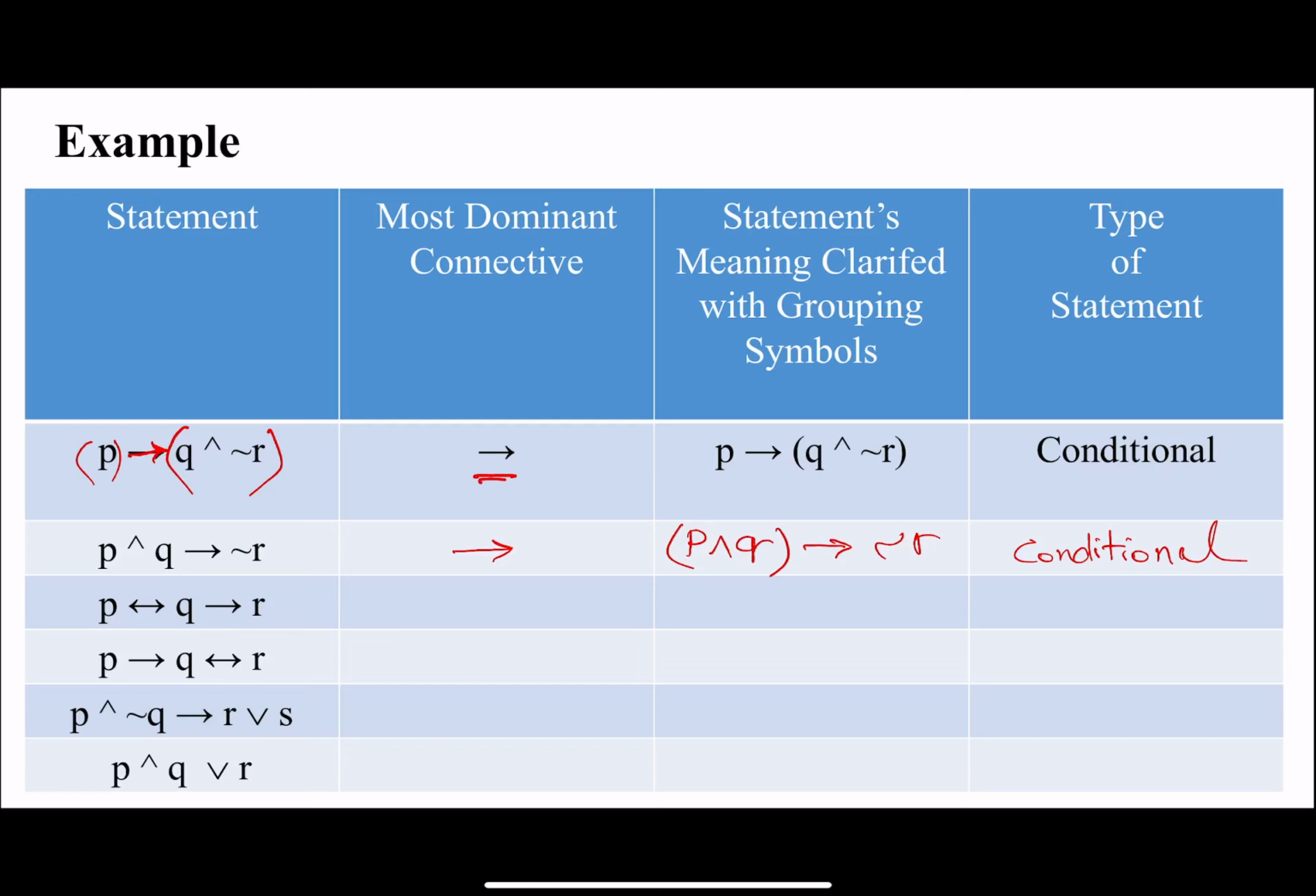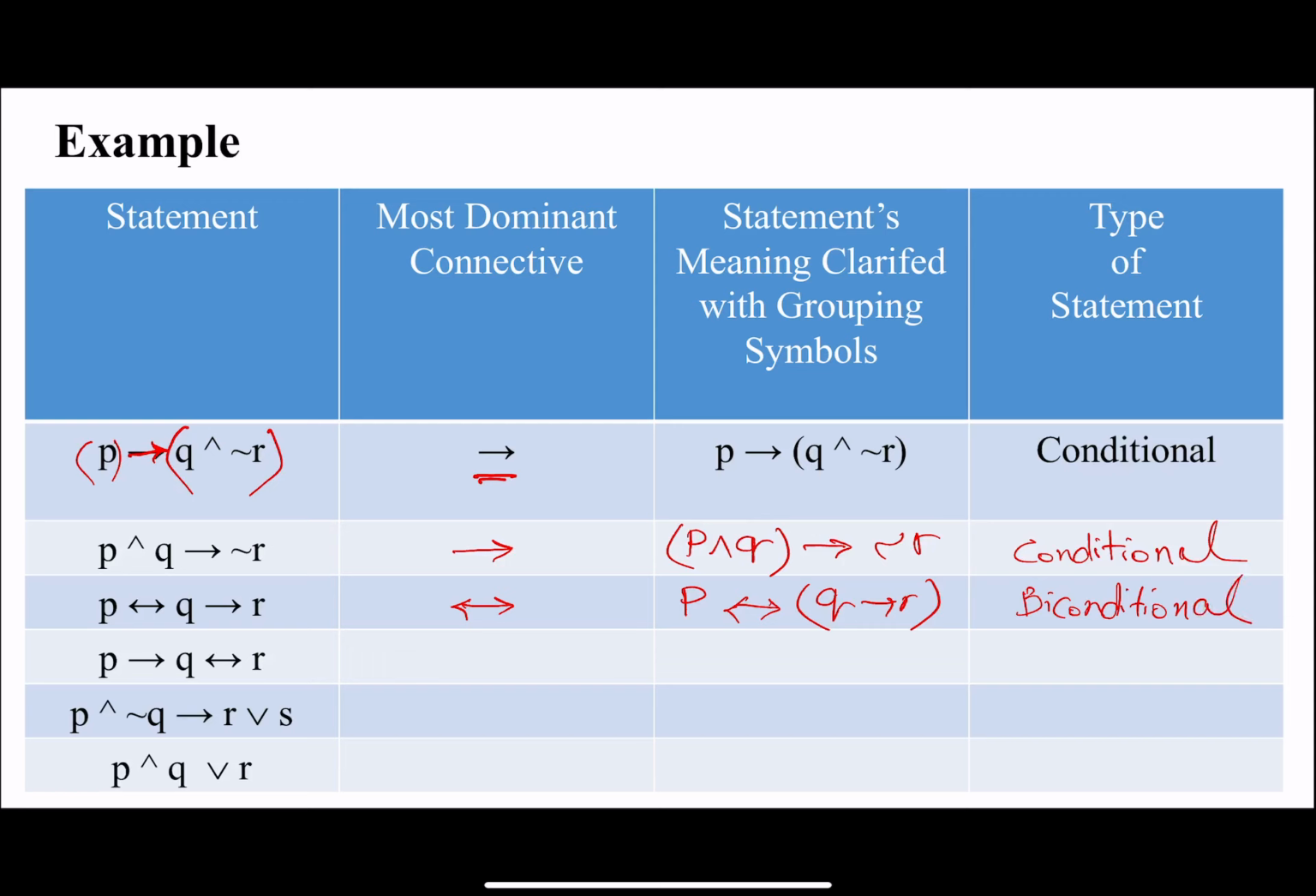Okay, let's look at the third one. We have P, we have if and only if, we have Q, we have conditional, if then, and then we have R. So we have both biconditional and conditional. Which one is the most dominant connective? Biconditional. So whatever you have before is one group. So before we have P, just one statement, and whatever we have after is another group. So after we have if Q, then R. So here we go. The type of statement then is biconditional.